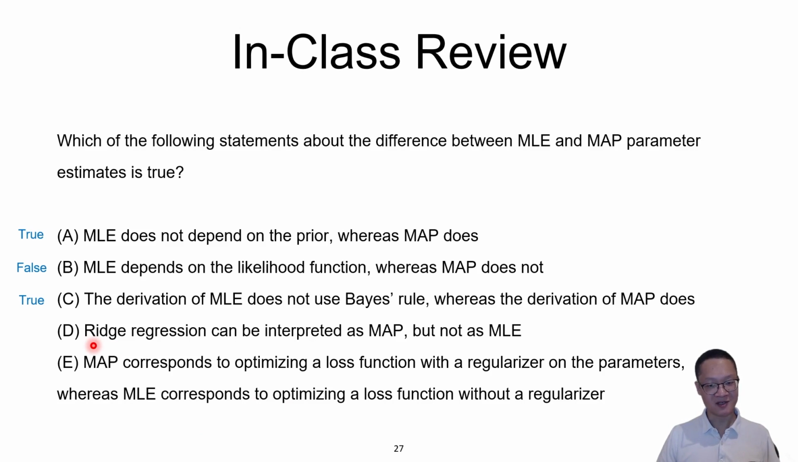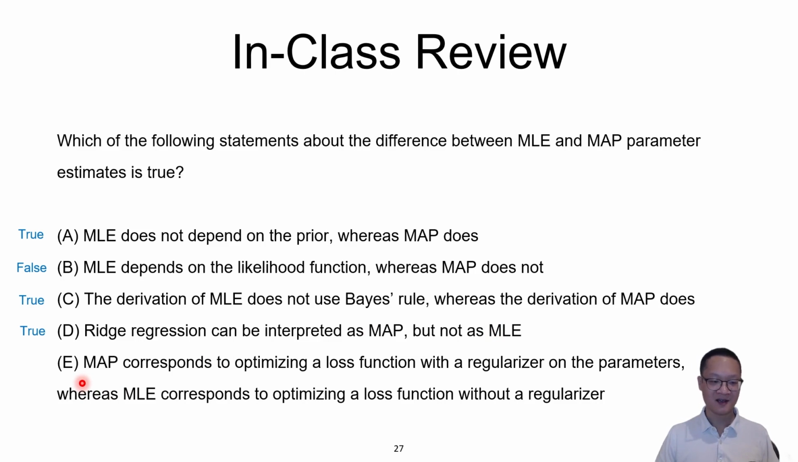Ridge regression can be interpreted as MAP, but not as MLE. That is true. So the regularization term in ridge regression corresponds to the prior distribution over the parameters in MAP. MLE does not have such a prior distribution. It's actually a uniform distribution, but that doesn't lead to any regularization term.